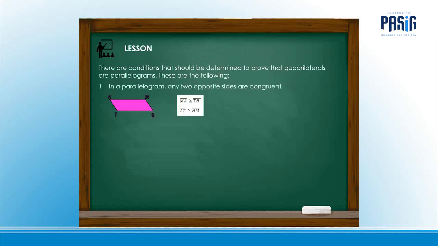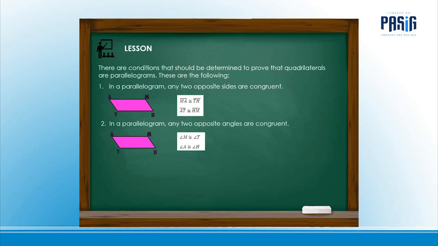Number 1, in a parallelogram, any two opposite sides are congruent. In the given figure, MATH is a parallelogram in which side MA is congruent to side TH. Also, side AT is congruent to side HM.